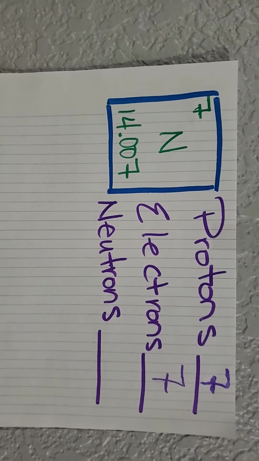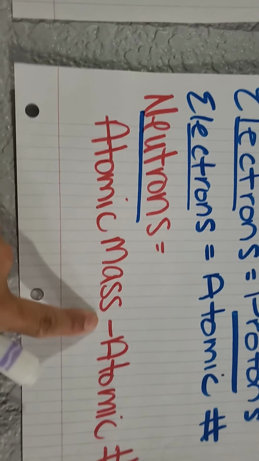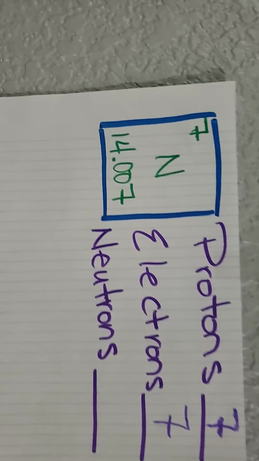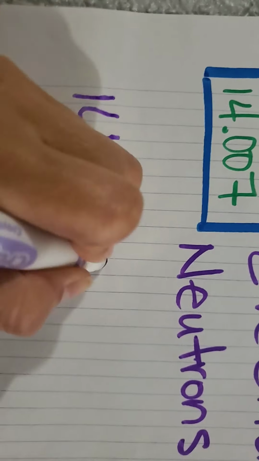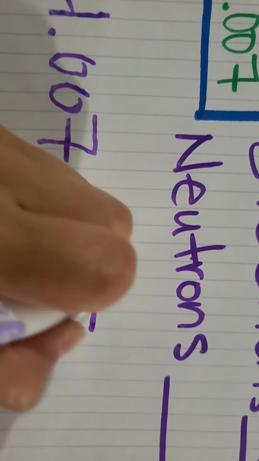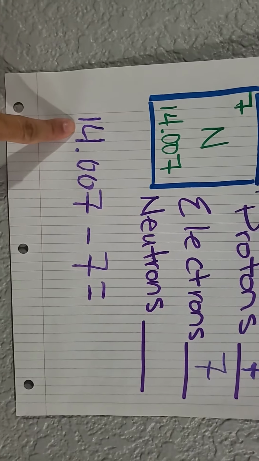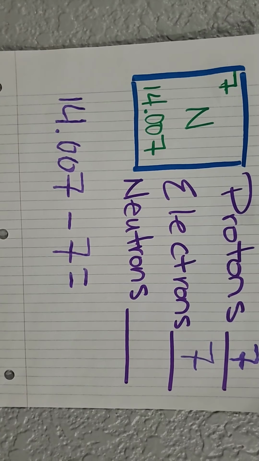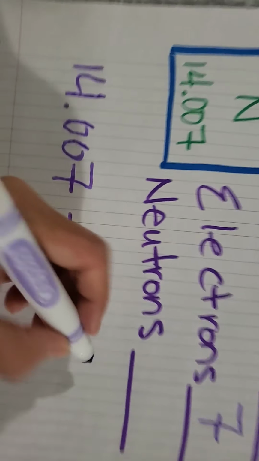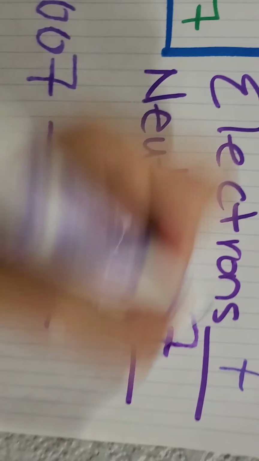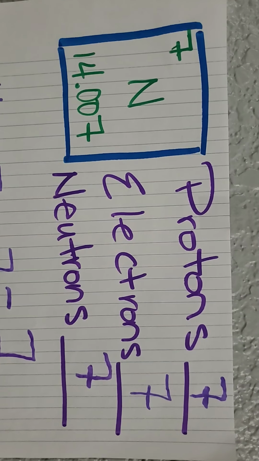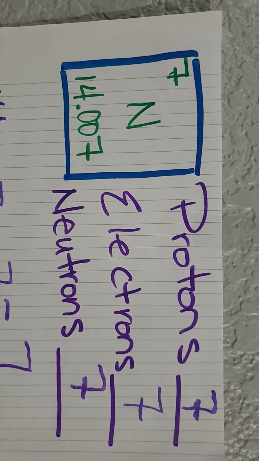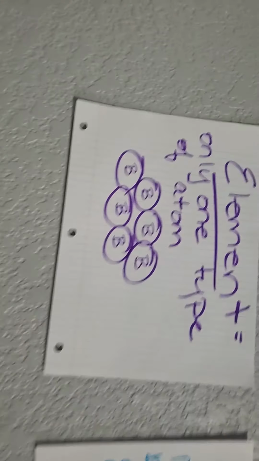Neutrons. Our neutrons are the atomic mass minus the atomic number. Atomic mass, 14.007, minus 7 equals. What is 14 minus 7? It is 7. So our number of neutrons is 7. Look, we have 7 protons, 7 electrons, and 7 neutrons. It does not always work this nice, clean, and easy.